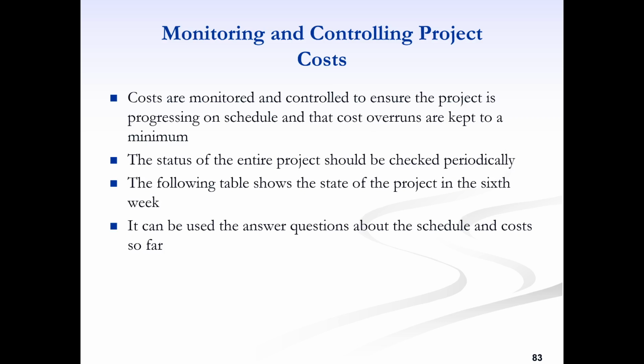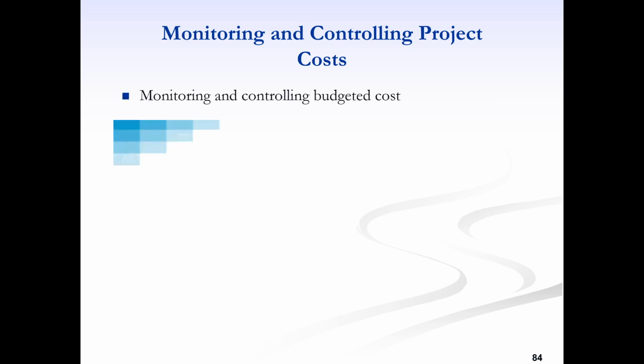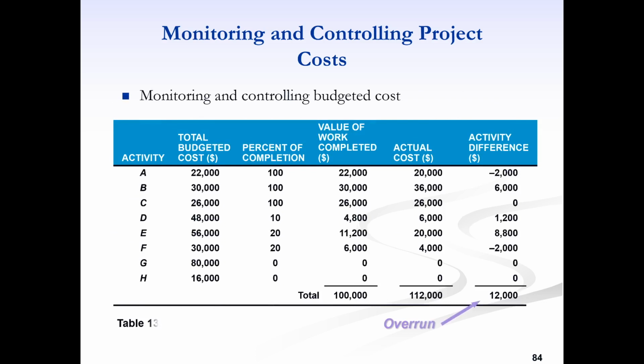Now let's see whether we are on schedule or behind schedule. Let's say this is a snapshot at week 6. 3 activities, A, B, C, are already completed, 100% completion, and the value of work completed is according to the budget, 100%. The other 3 activities, D, E, and F, are completed partially. Activity D is 10% completed, this is 20%, and this is 20%. So the value of work completed is just according to the percentage. The total budgeted cost is 48,000 and 10% completed, so the value of work completed is 4,800. Similarly, the other one, 56,000 multiplied by 0.2 is 11,200, and 30,000 multiplied by 0.2 is 6,000.